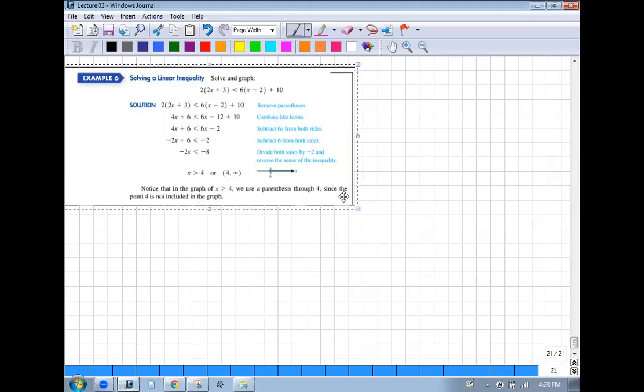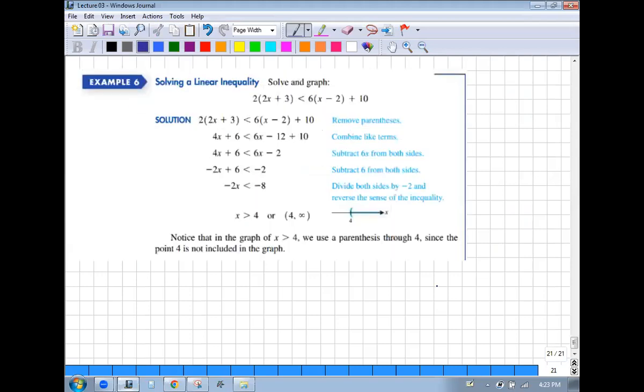So let's look at this guy. When we're dealing with an inequality, it's pretty much just like dealing with a regular equality, right? Except if you multiply or divide by a minus, you have to flip it. So if we start off with this guy, we've got 2 times (2x plus 3) less than 6 times (x minus 2) plus 10. All right, you approach it the same way. Let's get rid of the parentheses. So we're going to have 4x plus 6 less than 6x minus 12, right?